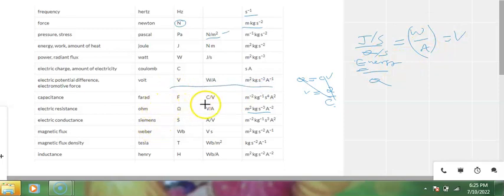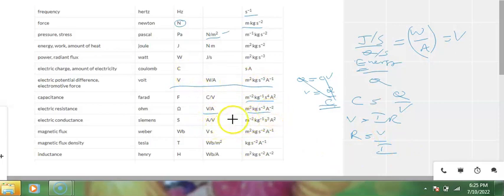Similarly, Farad is C, capacitance, which tells us C is equal to Q by V, so coulomb per volt. Again, we know what volt is, so we can get this. Then ohm: simply use the formula V is equal to IR, so resistance is V by I, volt by ampere. We know what volt is, and ampere itself is a standard unit, so that's how we get it.